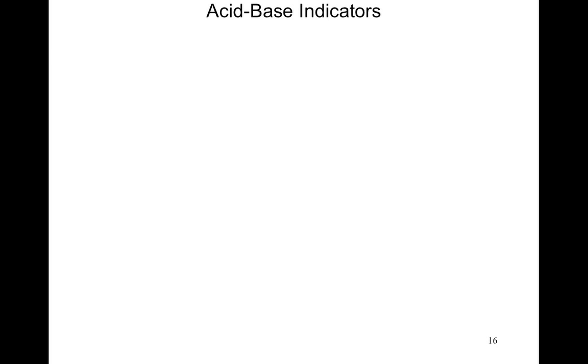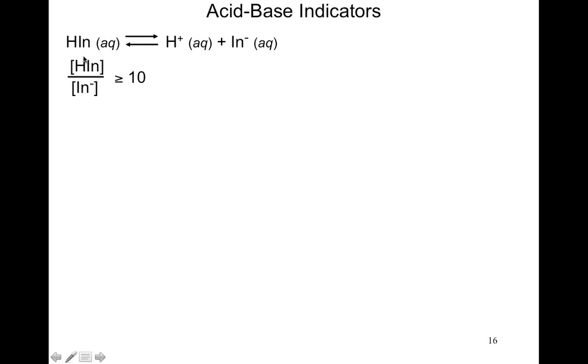Cool. So let's look at indicators. Acid-base indicators, those little things we drop in there that change color when you change the pH. Here we have the acidic form of the indicator, and the conjugate base form of the indicator is what In stands for. If our concentration of the acidic indicator as opposed to the conjugate base is very large, then the color of the acid predominates in the indicator.